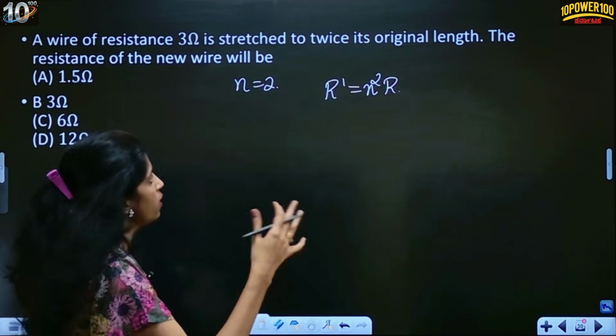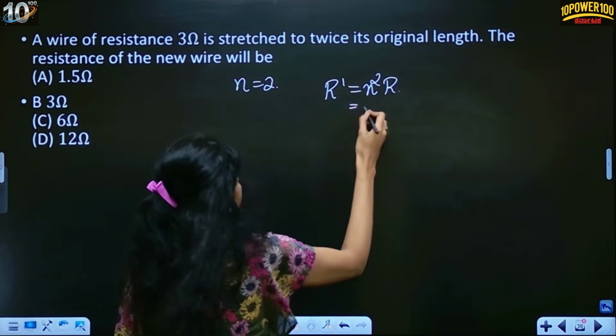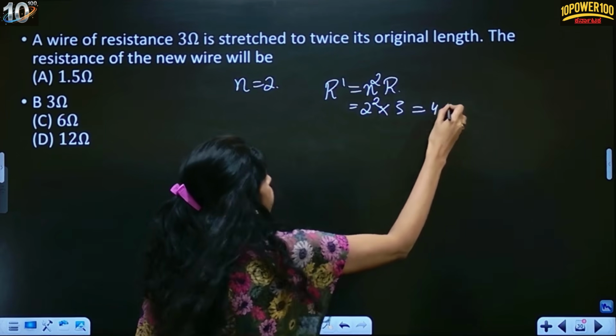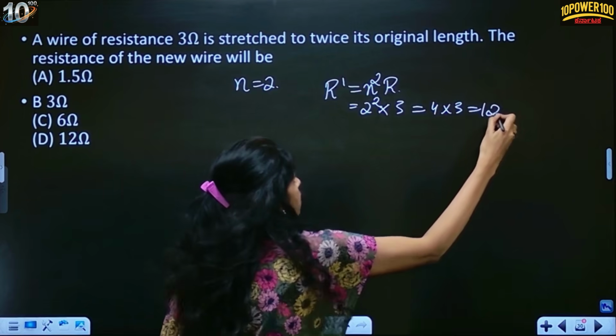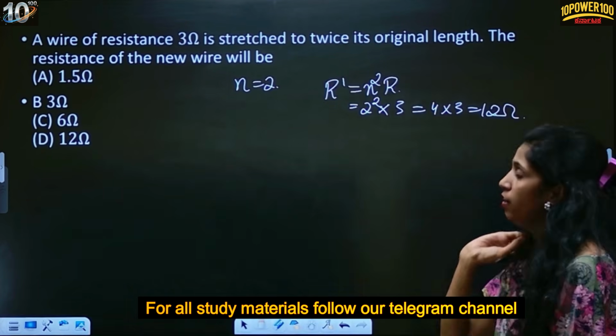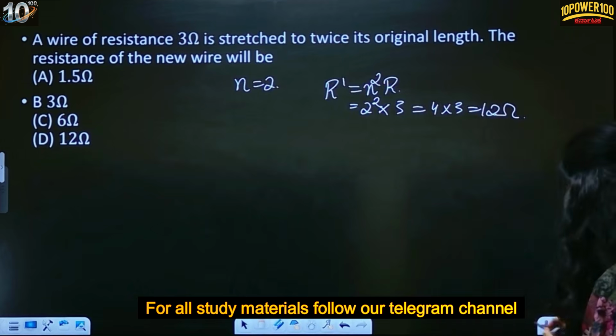So the n value is what? 2. Therefore directly you can take n as 2, squared, and the resistance value as 3 ohm. So you will get 4 into 3, how much guys? 12 ohm. So the value of resistance will be 12 ohm guys. Okay, so that's it.